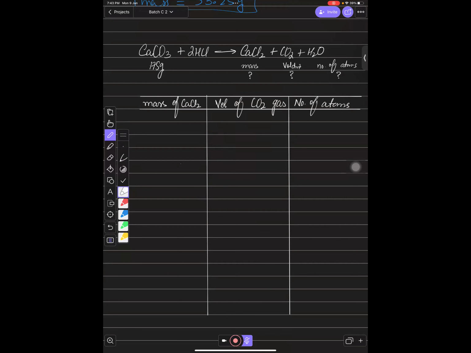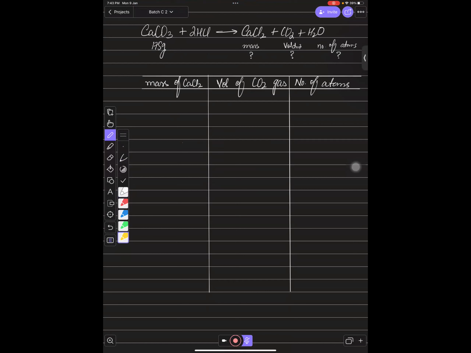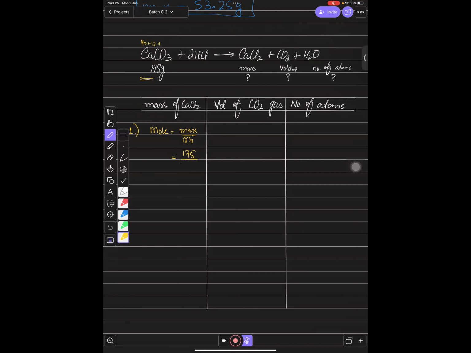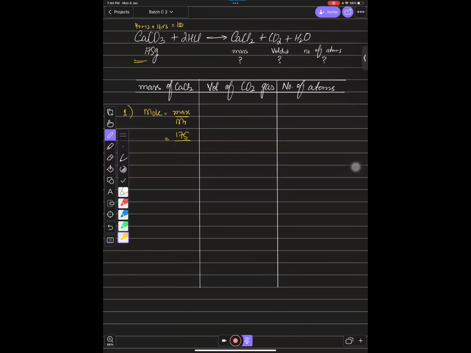Right, so we know that we need to go through 3 steps. The first step is always the number of moles. And you need to remember that what you have right now is mass. So you can apply the formula mass over MR, right? We have 175 mass, and the MR of calcium carbonate is: calcium is 40, carbon is 12, and oxygen is 16 into 3. So it will give you 100 as the MR, right? So 175 over 100 will give you the number of moles, that is 1.75 moles, right, bacho? You're right, sir.